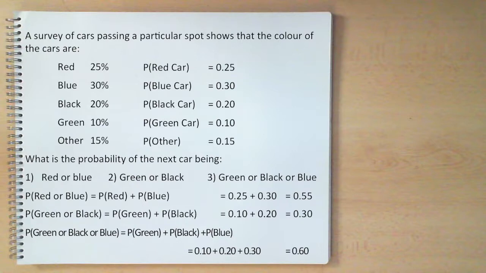So if we didn't have that little formula, we wouldn't have been able to work out those probabilities. And also, of course, we wouldn't have been able to use the formula unless we were dealing with mutually exclusive events, which we are here. If a car is red, it can't then be blue or another colour. It's mutually exclusive.